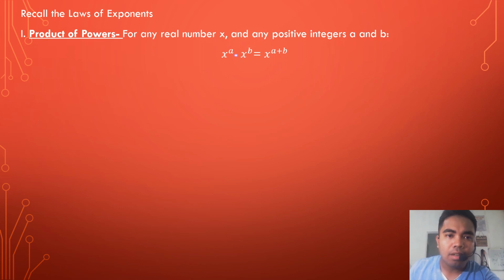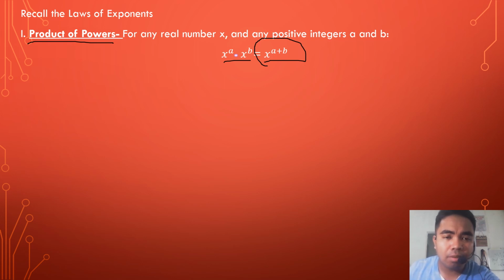So, we have four laws of exponent. Isa-isahin natin yan. The first one is the product of powers. The product of powers states that for any real number x and any positive integers a and b, ito yung magiging resulta. We have x raised to a times x raised to b. Ang resulta niya ay x raised to a plus b.